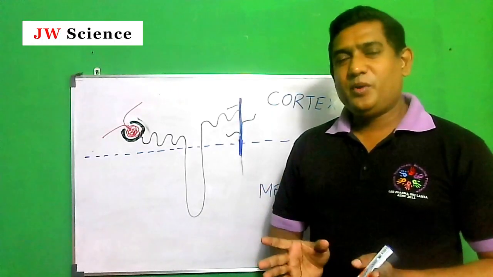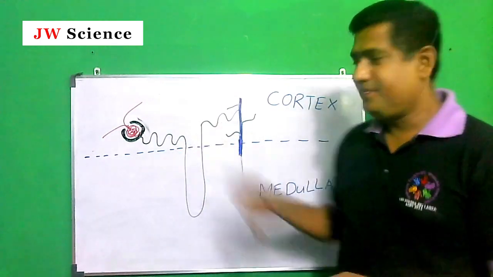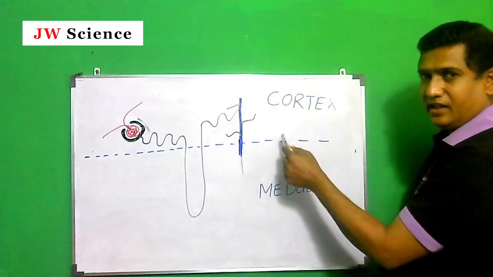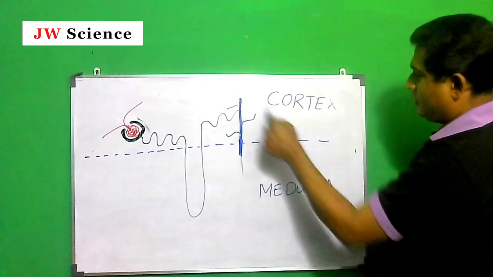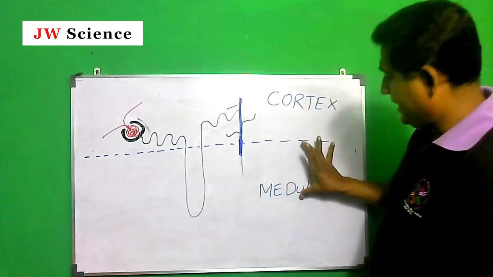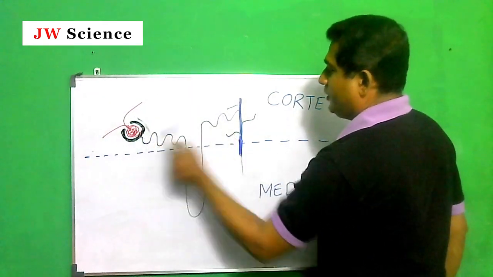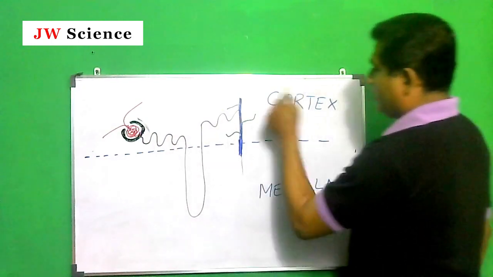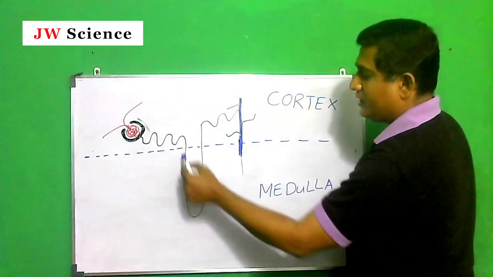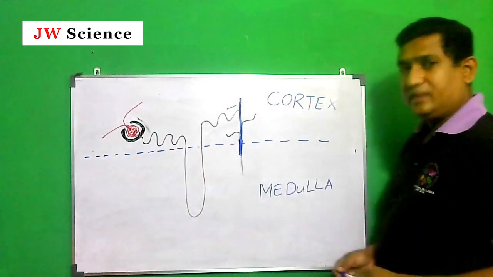Okay, now I am going to show you how a nephron is arranged in a kidney. This is the outer part of a kidney called the cortex, and this is the middle area of your kidney, the medulla. Bowman's capsule, proximal and distal convoluted tubules are located in the cortex. Loop of Henle, including descending and ascending limbs, are located in the medulla.